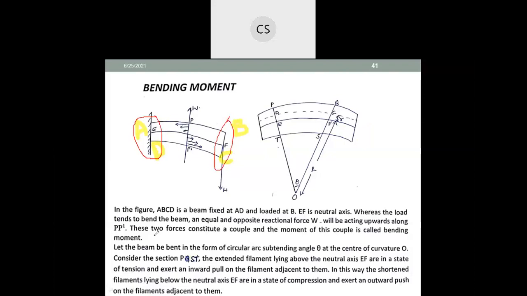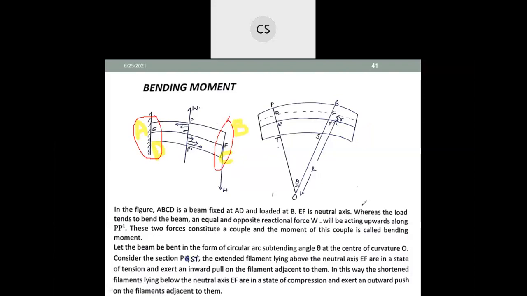EF is a neutral axis. If you take all the filaments in the beam, the central filament will not undergo compression or extension. That is known as the neutral axis. EF is known as the neutral axis.